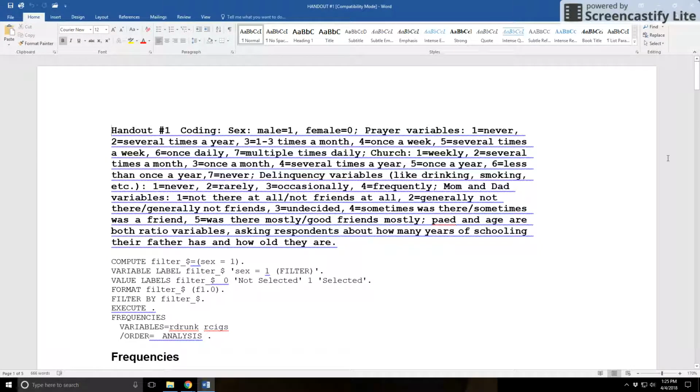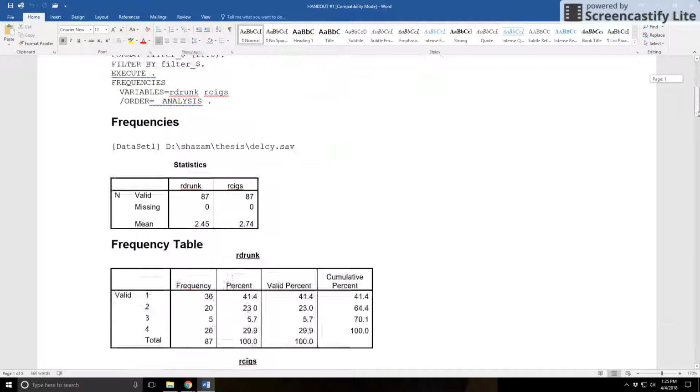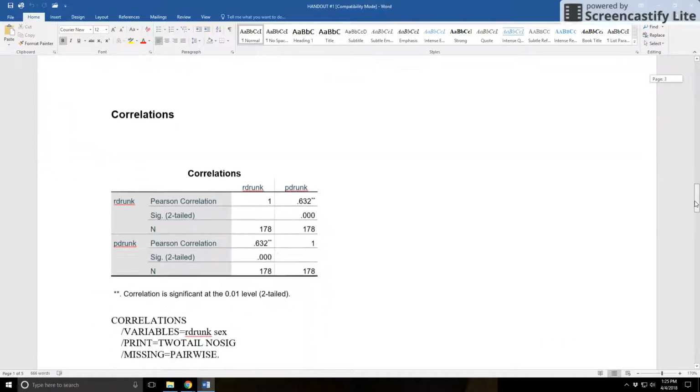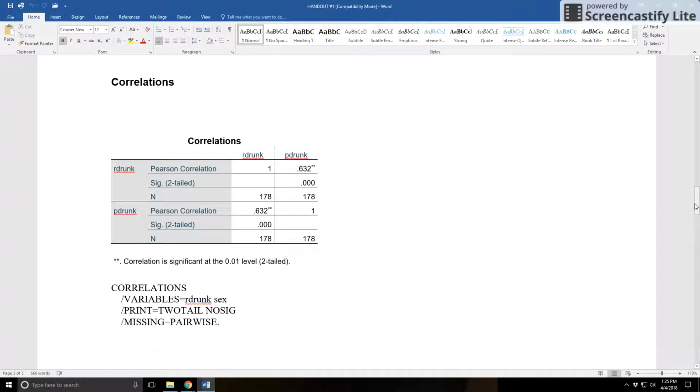Okay, this screencast deals with correlations. So this is handout 1. Let's scroll down here, get to our correlations table. Now there are 3 other screencasts I talk about.